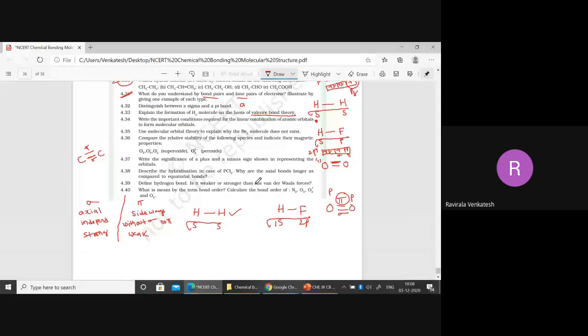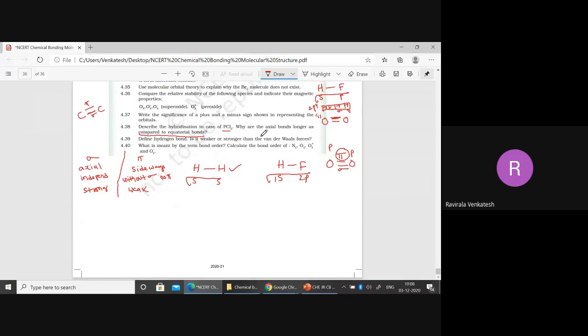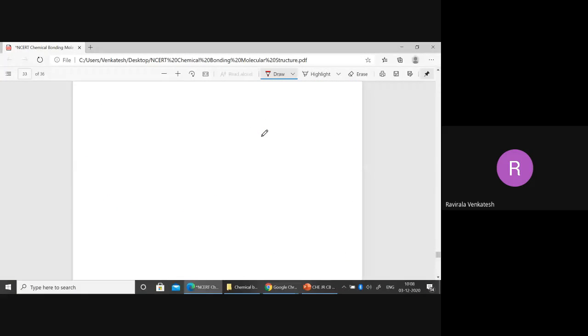Here some more questions will be there, but anyhow, in this hybridization in case of PCl5, the axial bonds are longer as compared to equatorial because of trigonal bipyramidal. Okay. So remaining we'll discuss tomorrow, that molecular orbital theory here. Right. Now do we have any in-text questions? Let me see this one.